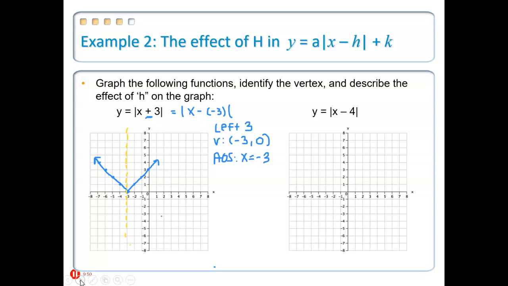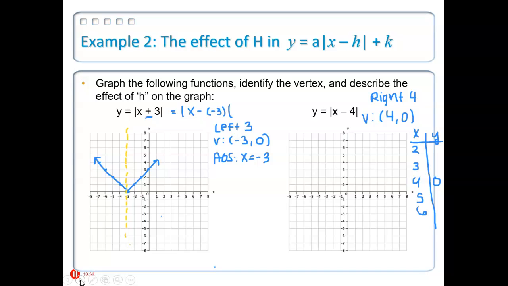Okay, let's look at y equals the absolute value of x minus 4. Since the equation is x minus 4, my vertex has moved to the right 4 units. So my vertex is a positive (4, 0). And again, if I made my table using the breaking point, (4, 0) would be in the middle, so you'd look at values less than 4 and values greater than 4.